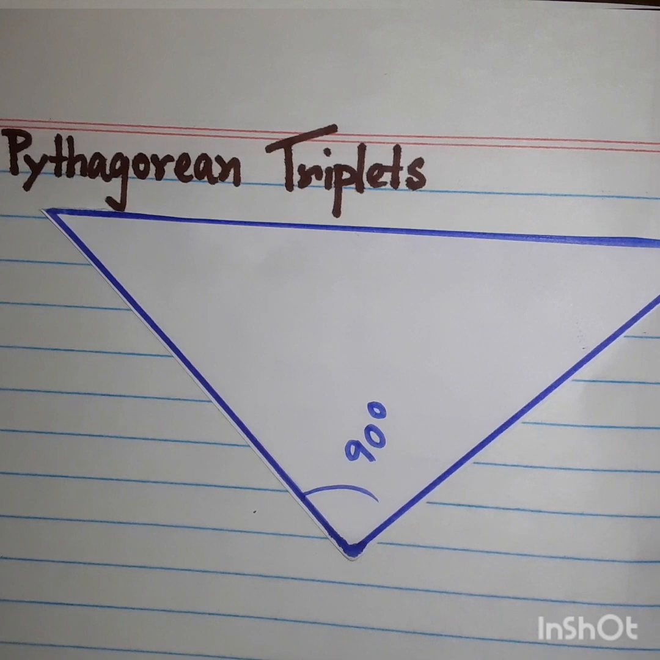So, as we are discussing the Pythagorean triplets, at the beginning you have to understand what Pythagorean triplets are and when a set of three numbers can be called Pythagorean triplets. To understand the Pythagorean triplets, you must know the Pythagoras theorem.